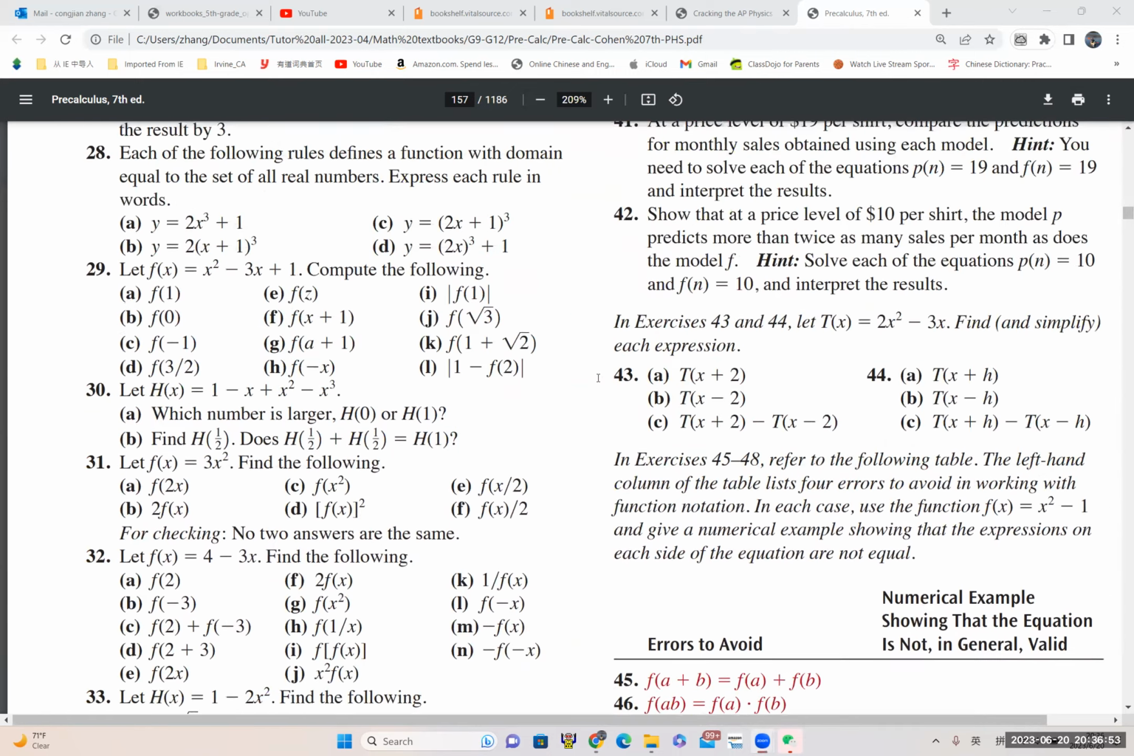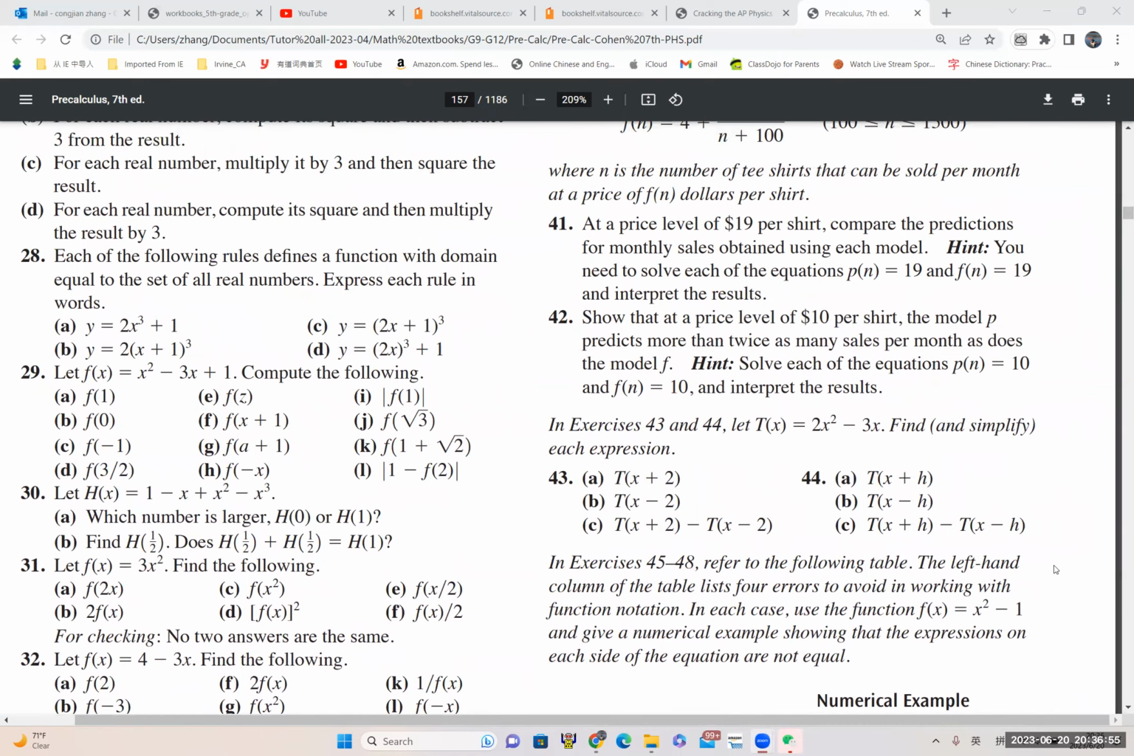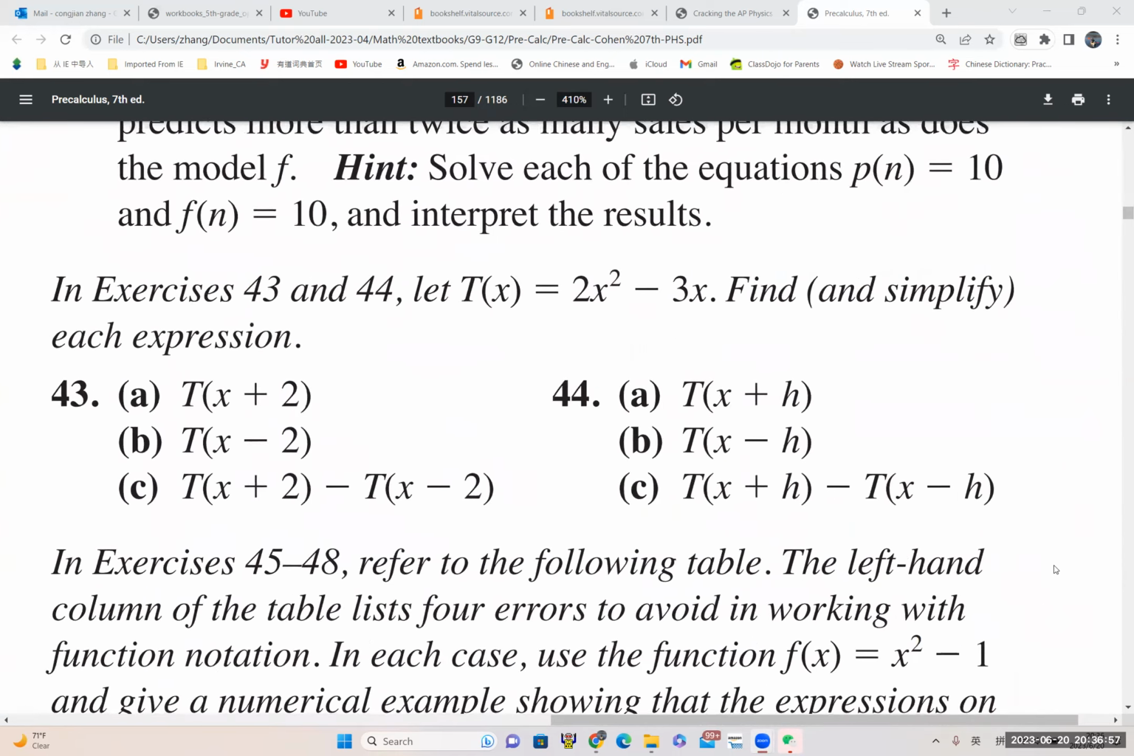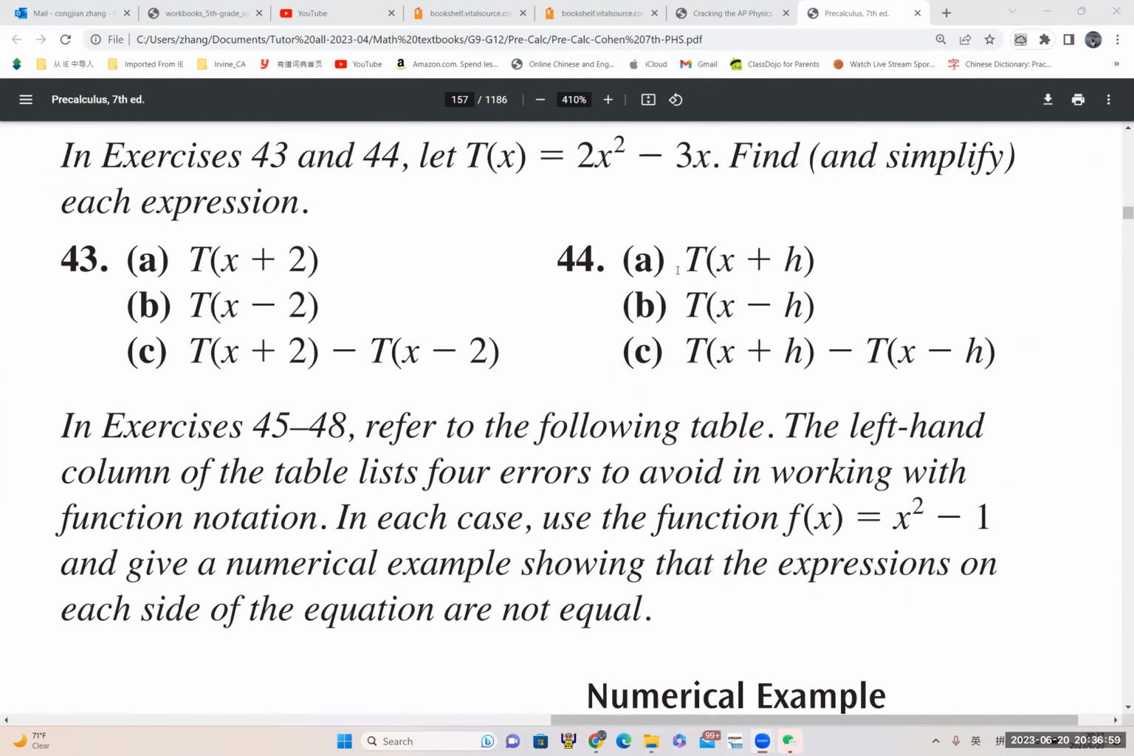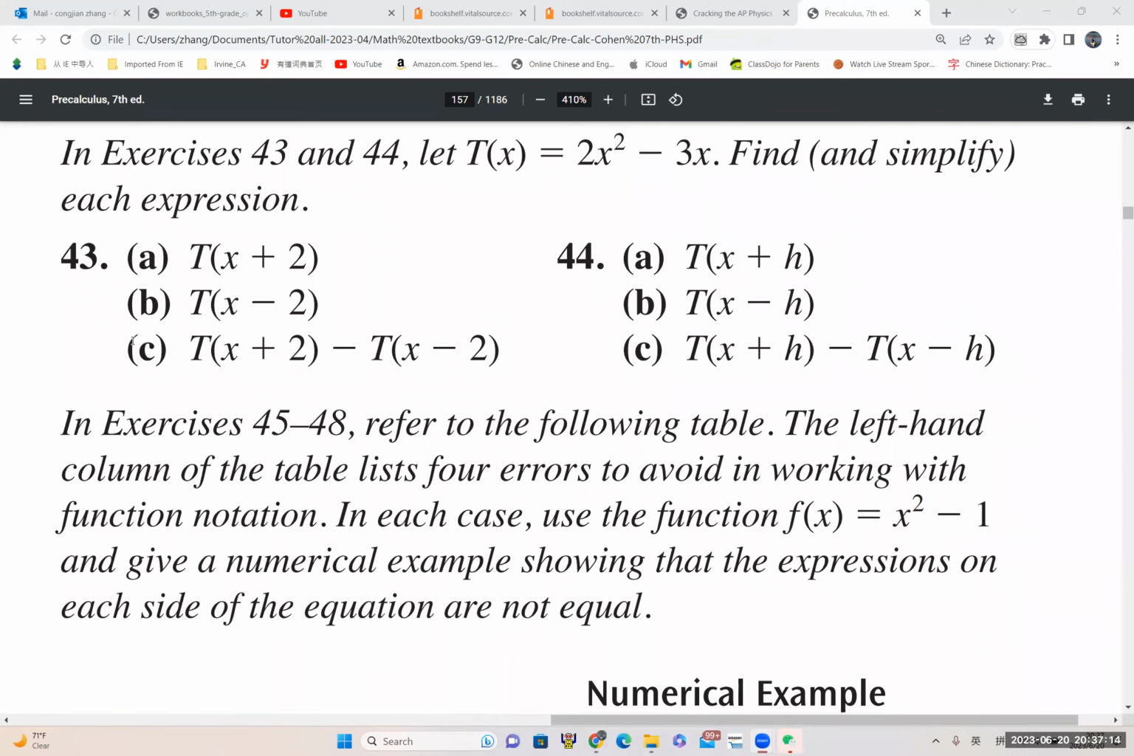43. Let t of x be this. Find and simplify each expression. Let's say, yeah, how about we just do one? Do part C.